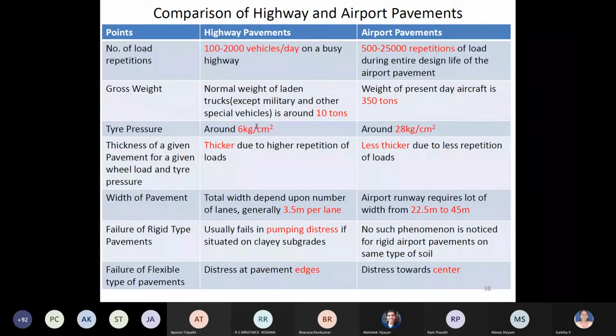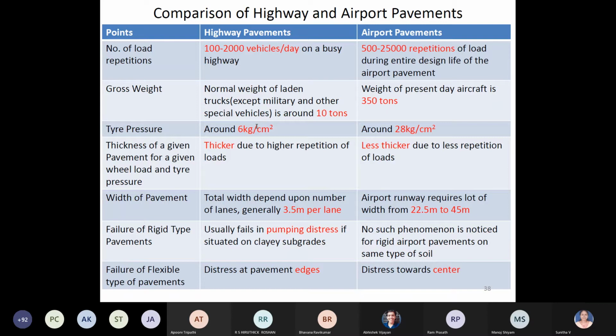So next is the comparison of highway and airport pavements. There are some points we have to consider whenever we design for a highway and for an airport pavement, so there are some differences. The first one is the number of load repetitions. Consider a highway: in an hour or a day there will be many vehicles, given here as 100 to 2000 per day.